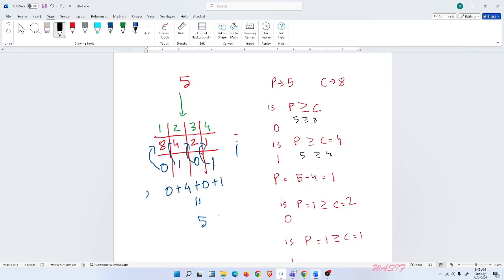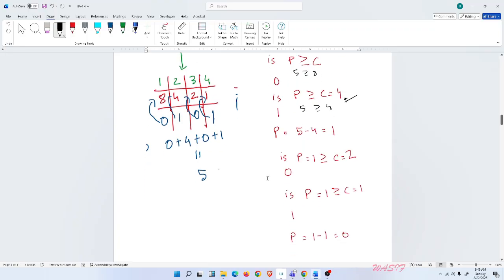We have already done the column until 4. Now the column value will be 2. Is 1 greater than or equal to 2? No, so 0. Now the pointer value is still 1, and the column value will become 1. Is it greater than or equal? Yes. If it is true, then the value is 1. After that, the pointer value will get changed. Subtract the compared value from the pointer value, and you'll get 0. Once it is 0, you reach the solution.